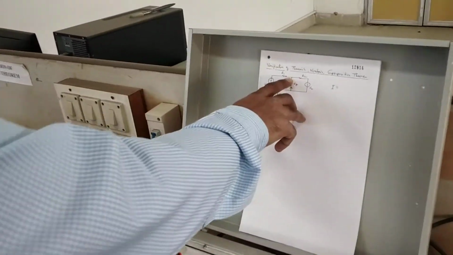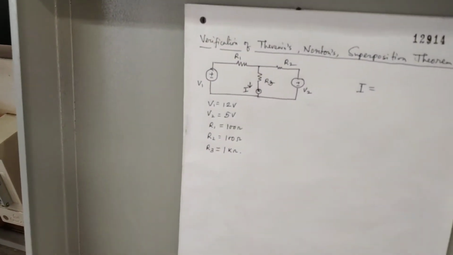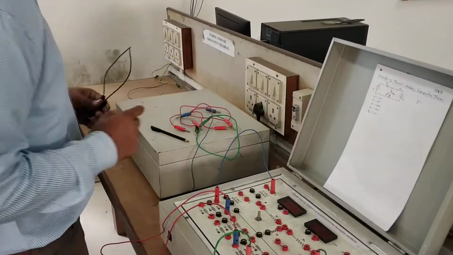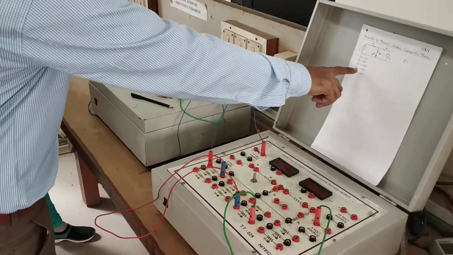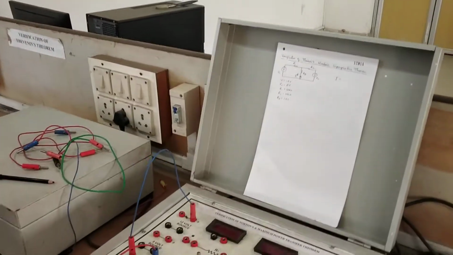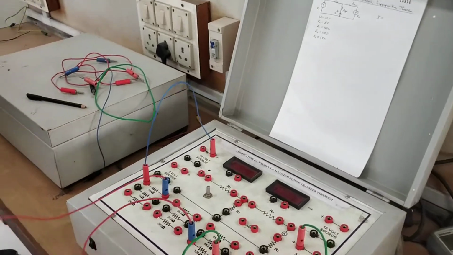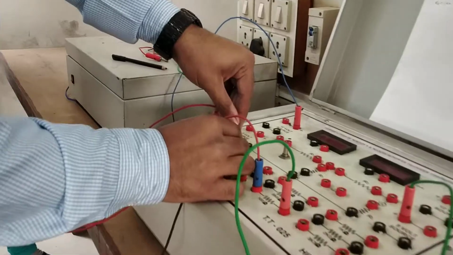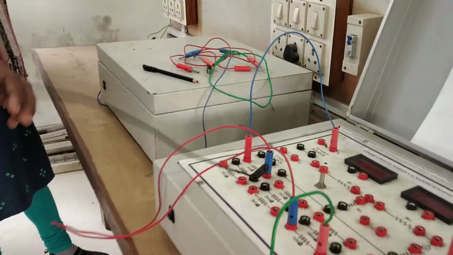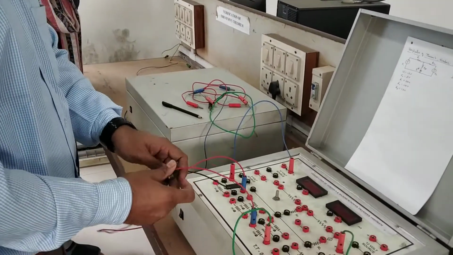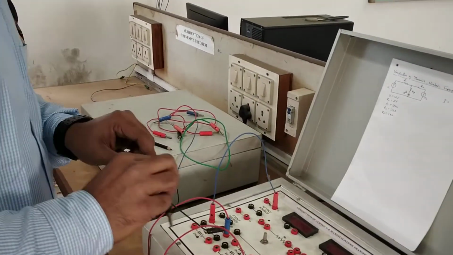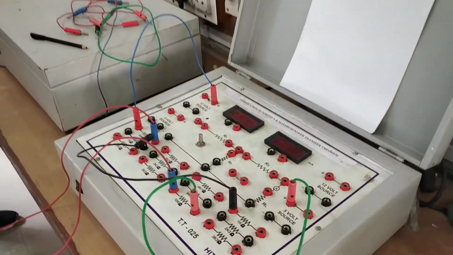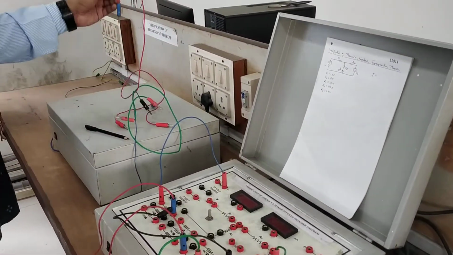Now the junction between R1 and R2 means this wire is junction between R1 and R2. From there it's going to R3. That means R3 is 1 kilo ohm. So junction between R1 and R2, that means either this or this, whatever it may be, it's same. So from junction between R1 and R2, one wire is going to R3, that is going to 1 kilo ohm resistance.